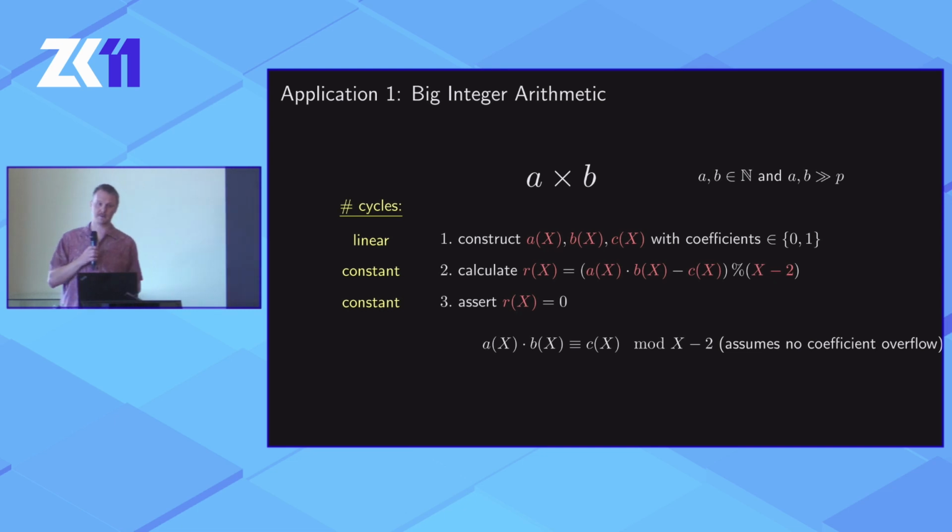And so in terms of cost, you do need to spend a linear amount of time constructing A, B, and C. But once you have constructed A, B, and C, you can calculate this remainder in a constant number of steps, and you can assert that it is equal to 0 in one step. And this works independent of the circuit depth. So you can do this again and again and again, and you really only need to construct the inputs to your arithmetic circuit over the integers.